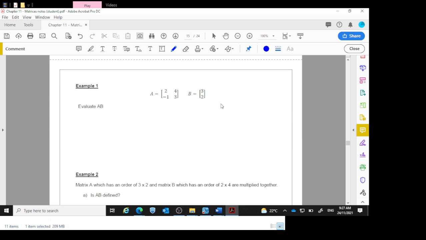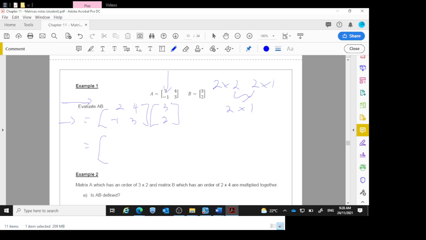All right, evaluate. So I'm going to do this one, A times B. So matrix A is 2, 4, negative 1, 3. Matrix B is 3 and 2. So we're going to multiply the first row with the column. And because there are 2 rows here, we're going to have 2 rows in our second one. I know it can work. Look, A is a 2 by 2, B is a 2 by 1. Yes, they're equal, so the answer is going to be a 2 by 1 matrix.